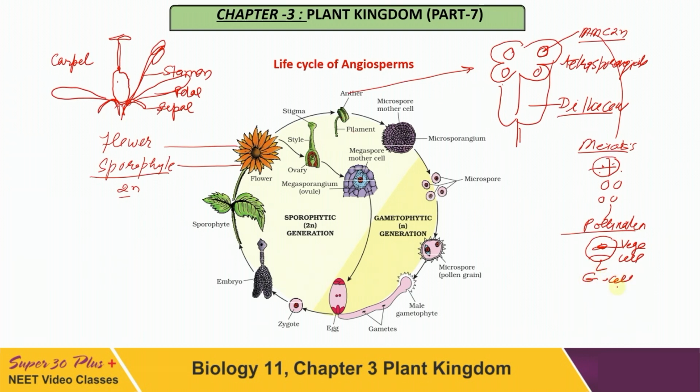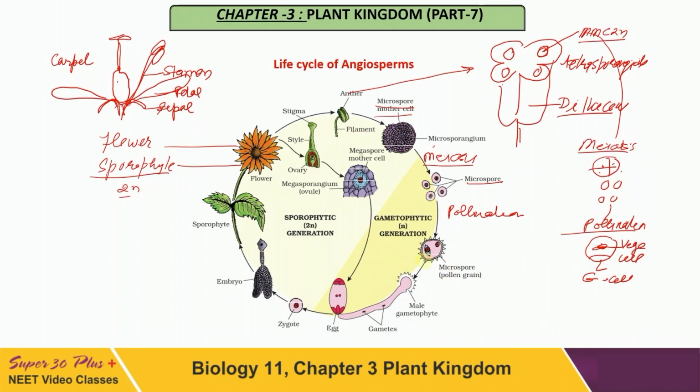Is it clear? You come to this diagram of NCERT. This is the anther. The anther has microspore mother cells. Numerous mother cells are there. This microspore mother cell will divide by meiosis, the reduction division I told you. Microspores will be formed. Microspores will be pollinated. This pollination will be there. And this microspore has 2 cells: the larger one, the vegetative cell, and the other one, the generative cell.